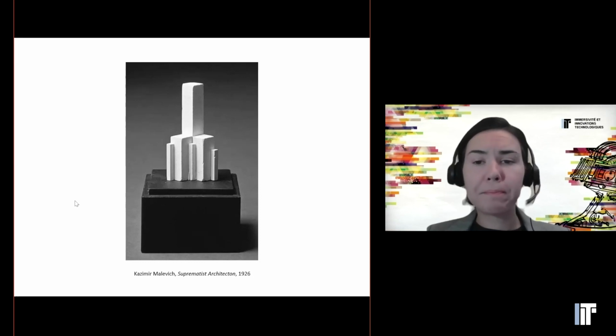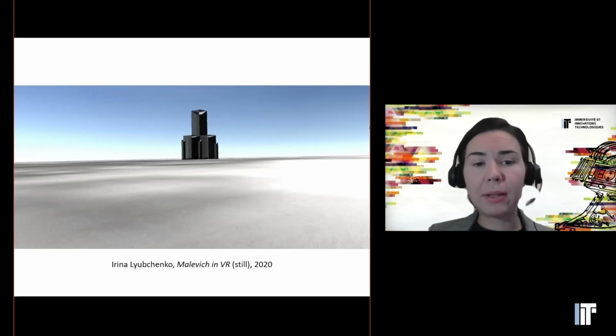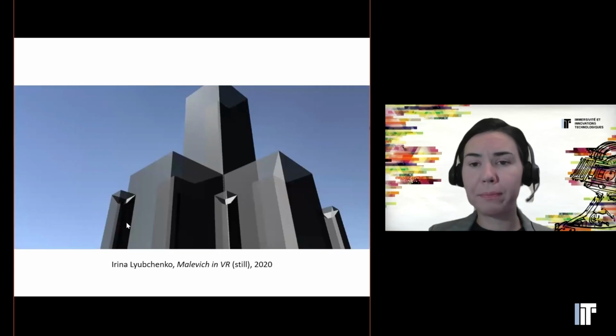What you see is a test in which a four-dimensional architecton is embedded into a desert landscape with textures created from photographs of craquelure on Malevich's paintings.